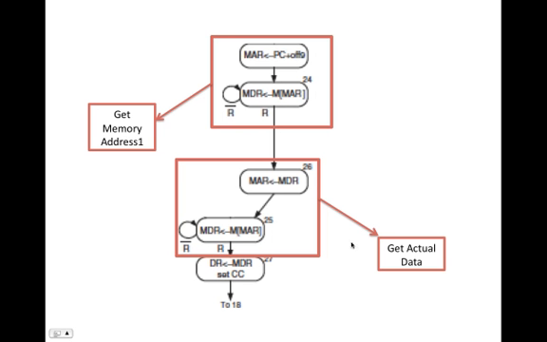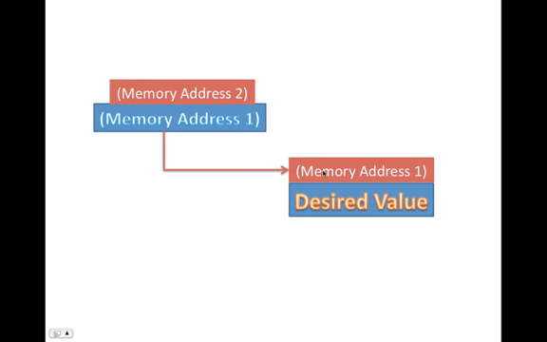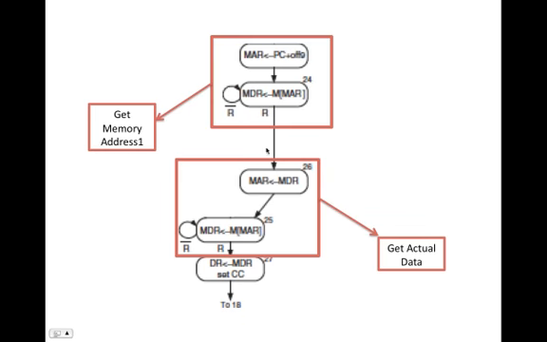Going along with my example from the previous slide, the first step is to get memory address 1 from memory address 2. We add the user inputted PC offset to the program counter and store that into the memory address register. Then we acquire the data from the memory address and store this into the memory data register. So what we have now is memory address 1.